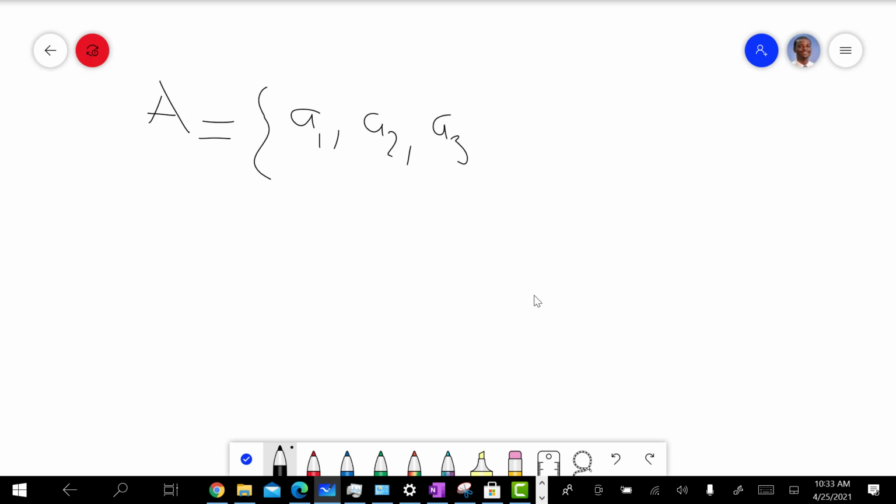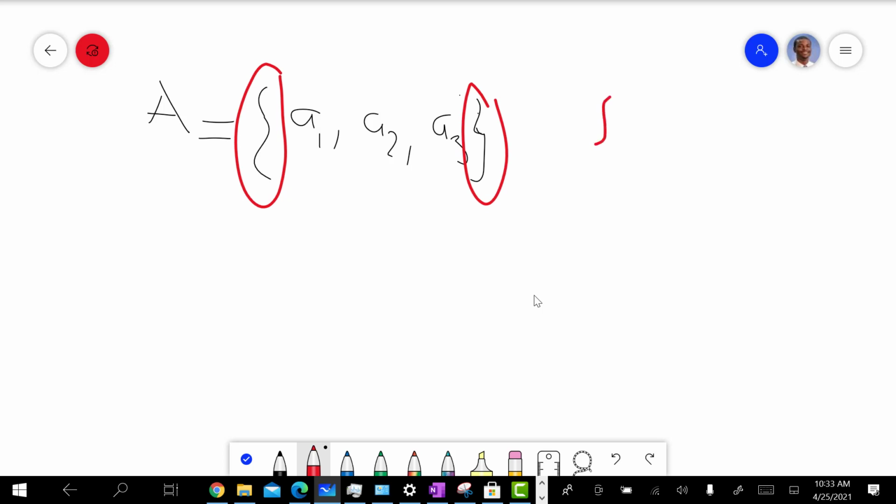One thing that characterizes a set is that you have braces on both sides of the elements, and then you can name a set anything. It can be called A, B, C, or anything else. One interesting thing is that you can have different elements within a set, or you can compare sets.